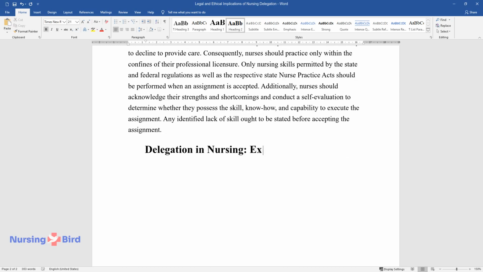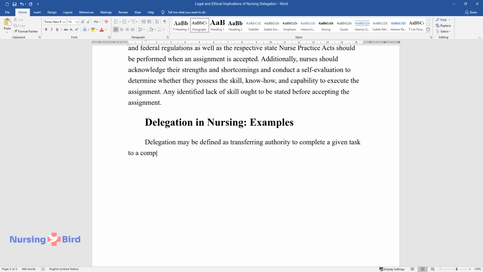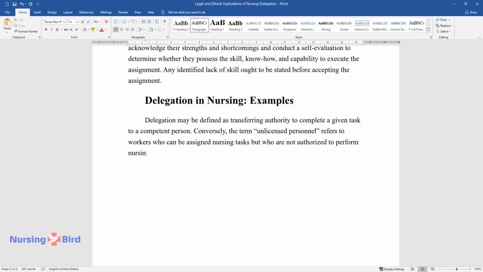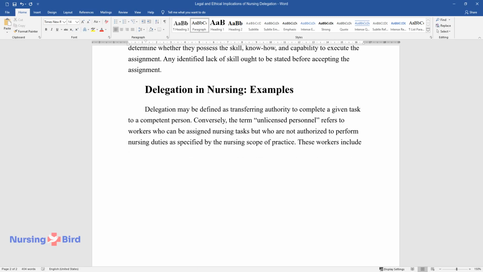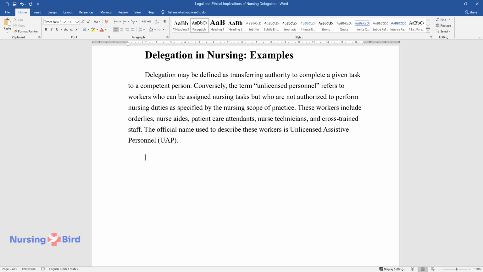Delegation in nursing. Examples. Delegation may be defined as transferring authority to complete a given task to a competent person. Conversely, the term unlicensed personnel refers to workers who can be assigned nursing tasks but who are not authorized to perform nursing duties as specified by the nursing scope of practice. These workers include orderlies, nurse aides, patient care attendants, nurse technicians, and cross-trained staff. The official name used to describe these workers is unlicensed assistive personnel, UAP.